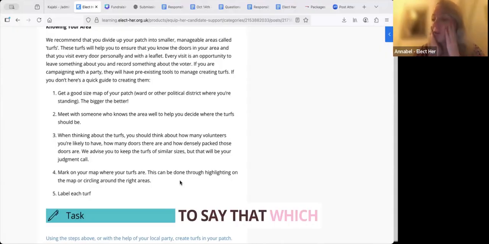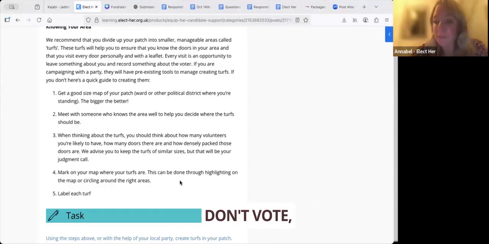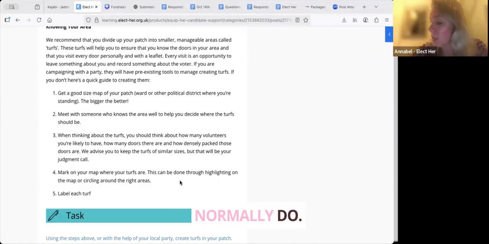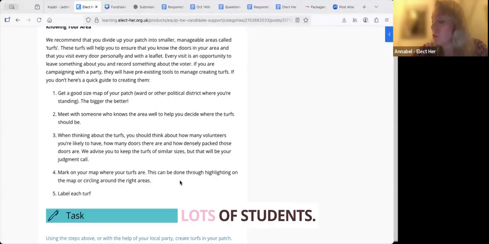And I'm going to say something which always depresses people, but students are great, but they don't vote, unfortunately. However much we'd love them to vote, they don't vote enough. In fact, at the last election, they dropped by 10% and voted even less than they normally do. So I always recommend focusing on residential areas, areas which aren't full of students.